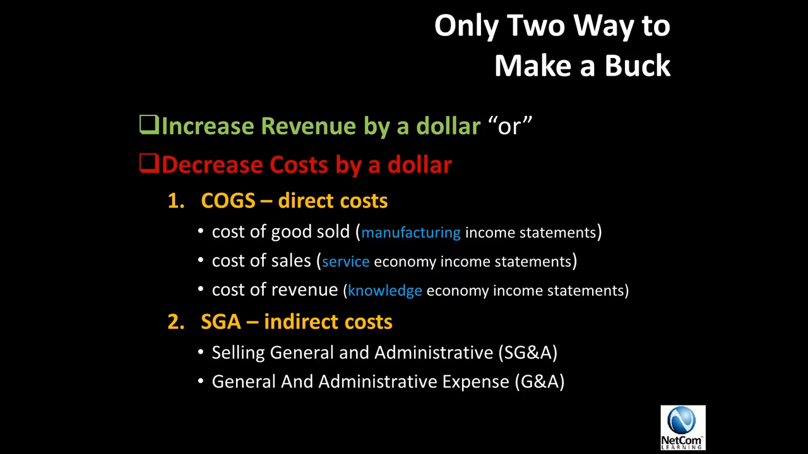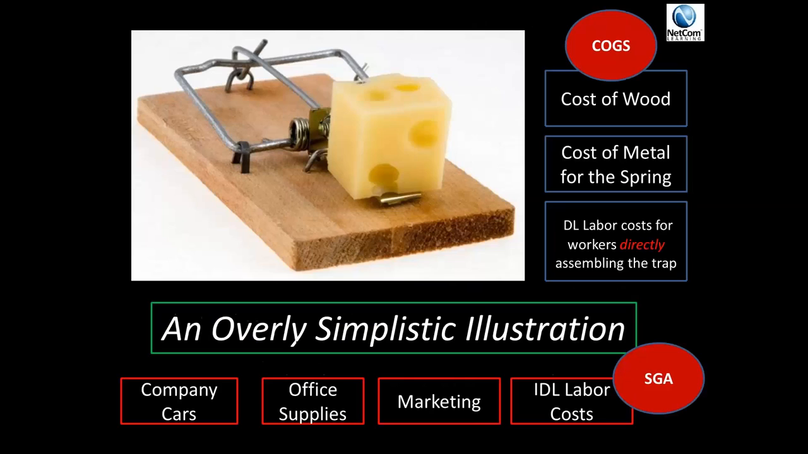And then we have the SG&A costs, which refer to the indirect costs, meaning costs that are not directly tied to the product or service being sold. It's also referred to as SG&A and sometimes G&A.